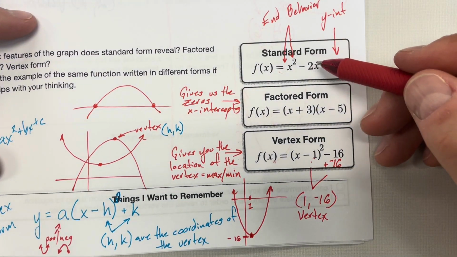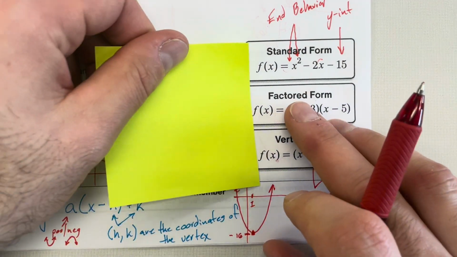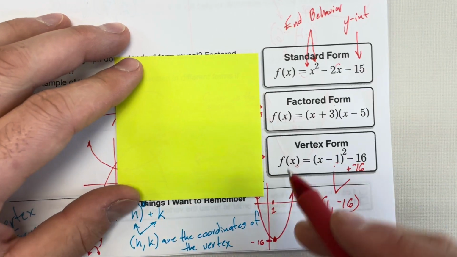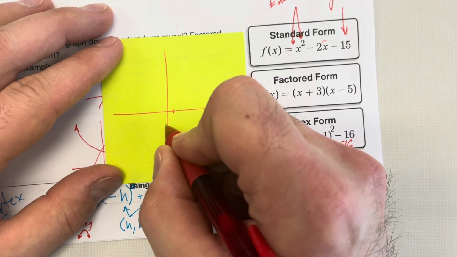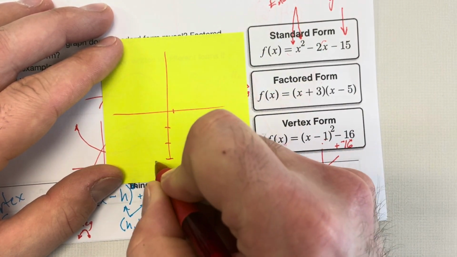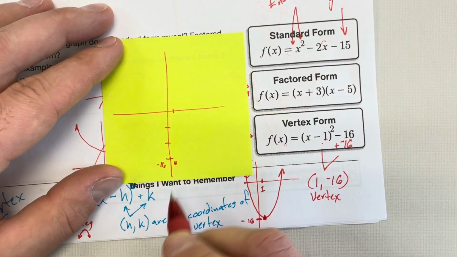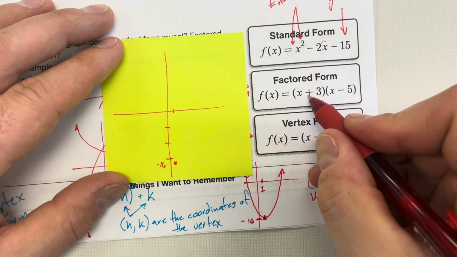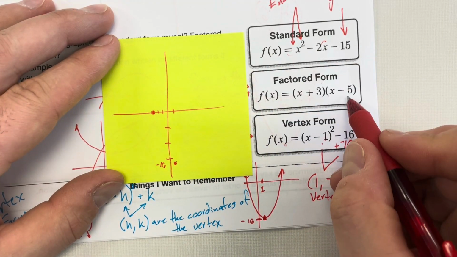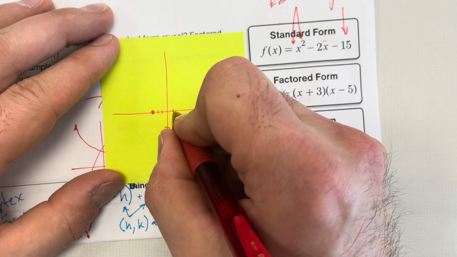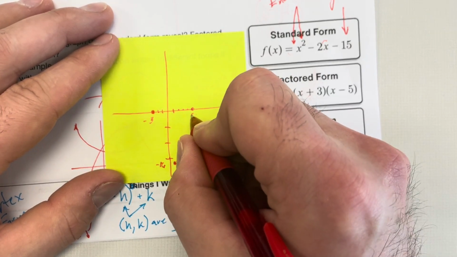So here's the thing. If we have something in all three of these forms, we actually can take all three of those forms and make a little sketch of the graph. So first, the vertex is at 1, 1 unit and down 5, 10, 15, negative 16 would be right about here. So 1 and negative 16 would be there. That's our vertex. The factored form tells me that I have an intercept at 1, 2, 3, negative 3, and an intercept at positive 5. 1, 2, 3, 4, 5. Okay, so we got that at negative 3 and 5.